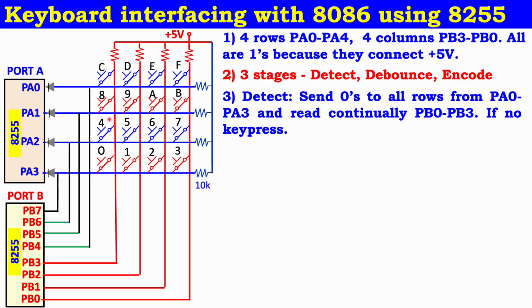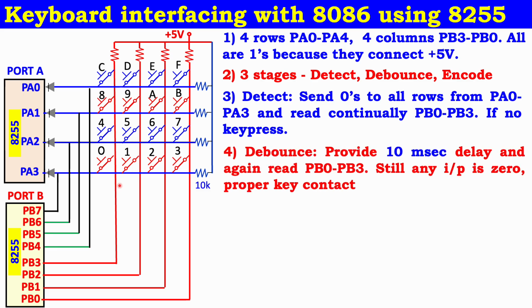We will send all zeros to any row of our 8255 keyboard interface. If you send all zeros and there is no key press, what are the initial logic values? All high, the initial logic is high, nothing but all ones. If there is no key press, it will remain all ones. Like this we can identify whether a key is pressed or not. So that is the detection, the first stage.